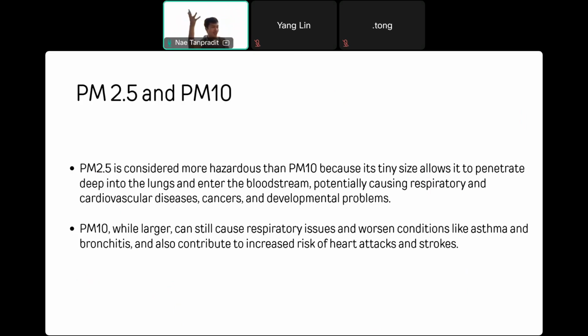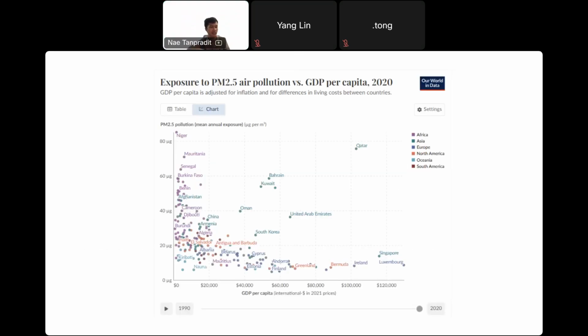So that means PM2.5 is more harmful than PM10 because their smaller size makes them penetrate more into the lung. Okay. PM10 can also reach your bronchi, your trachea, and increase the risk of stroke also.